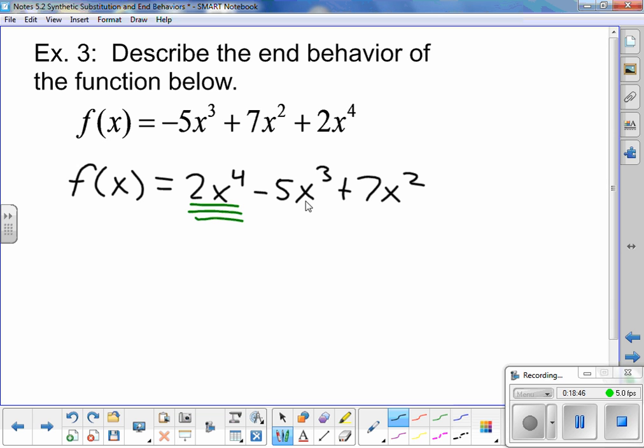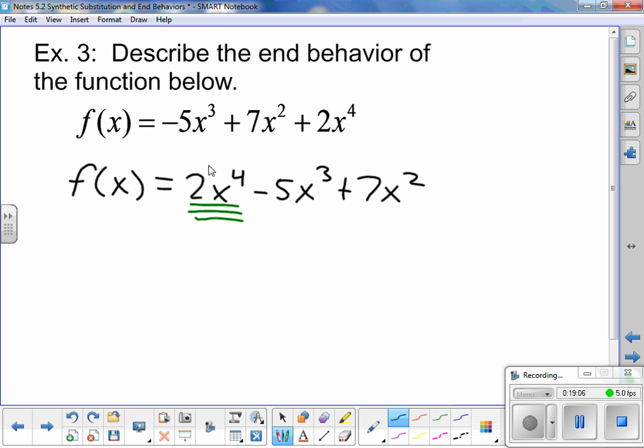So two things you have to check. First off, it's an even power. Once you know it's even, you know that both ends are going in the same direction. If it was an odd power, if this was your degree, then they'd be going in opposite directions. So one side would go up, one side would go down. So even means that both sides are going to either go up or both sides are going to go down.